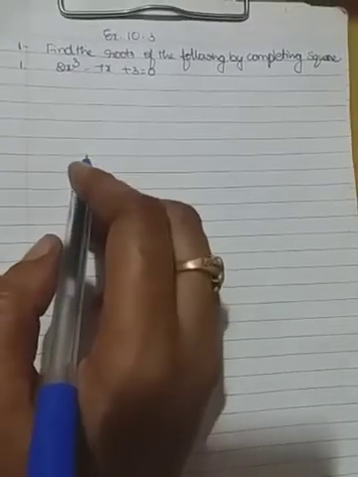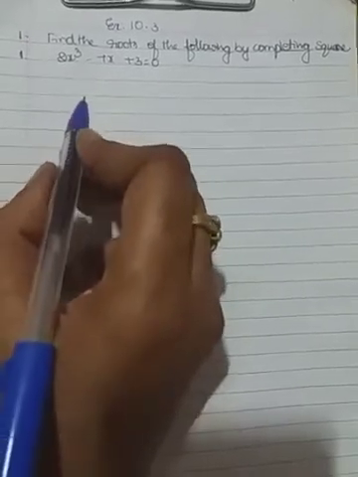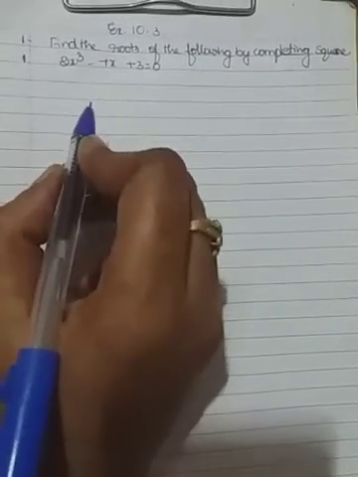Find the roots of the following by the completing square method. So which method is it? The completing square method. In this we take the first one, that is 2x square minus 7x plus 3 equal to 0. Remember which steps we have to follow for the completing square method.